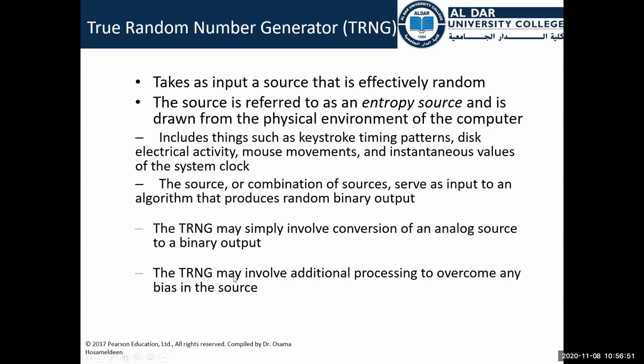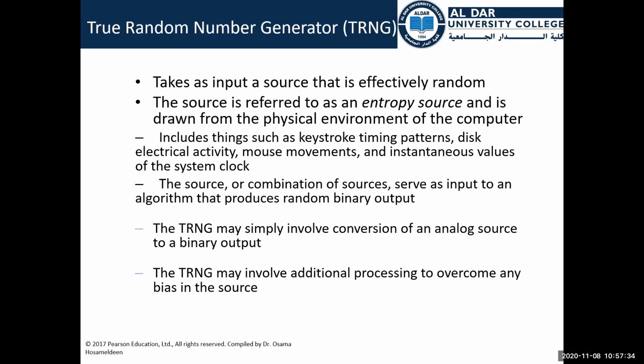Also the TRNG may involve additional processing to overcome any bias in the source. This means maybe the source is biasing toward values. Biasing means that it prefers some values over others. For example, if the coin is an unbiased coin, whenever you throw it, it will create either head or tail with equal probability. So the probability of head equals the probability of tail equals 0.5.